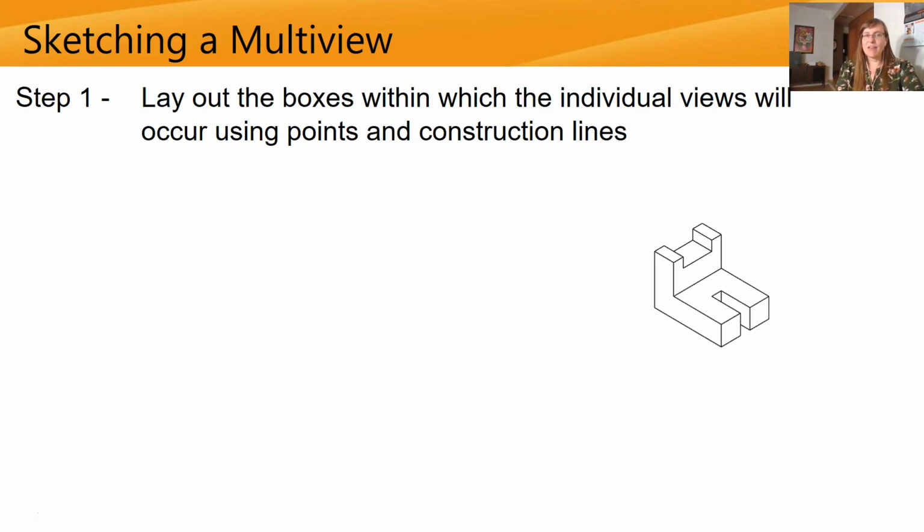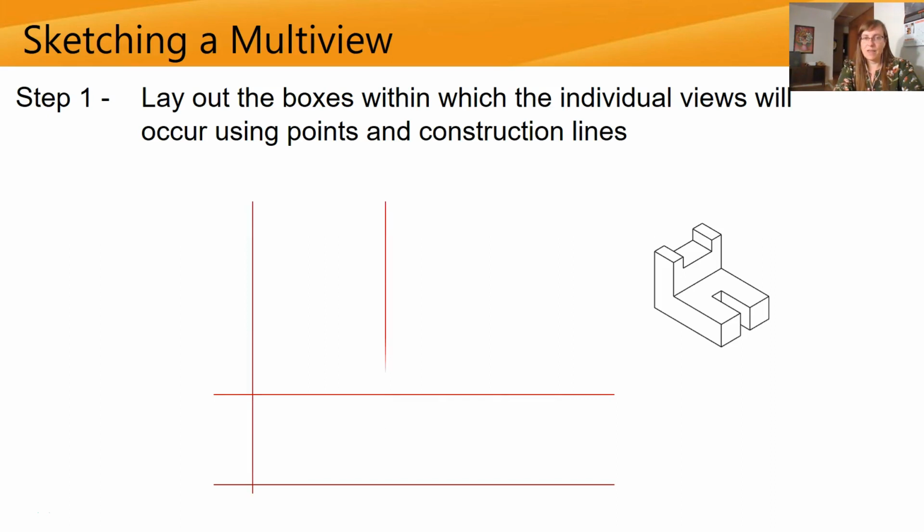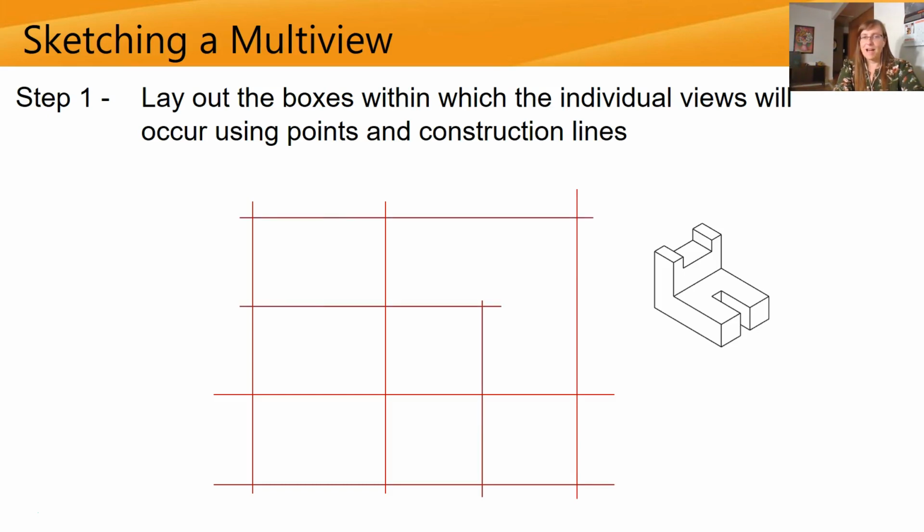So the first step is to lay out boxes within the individual views that we're going to make using points and construction lines. So these 2 lines are going to represent the front and the right side view. And then that's going to sort of represent the width of our front as well as our top view. And then those will represent the depth of our right side view. And then those 2 lines are going to represent the depth of the top view. And then you can see that they'll sort of come together. If we've drawn this correctly, those will connect at a 45-degree angle.